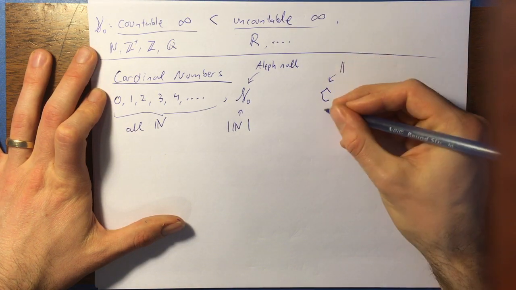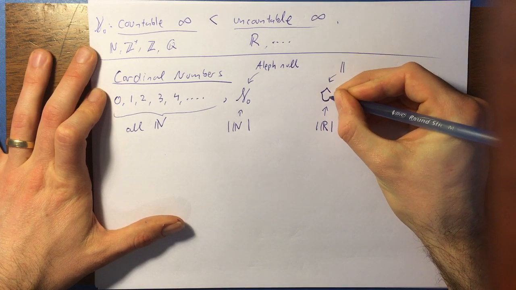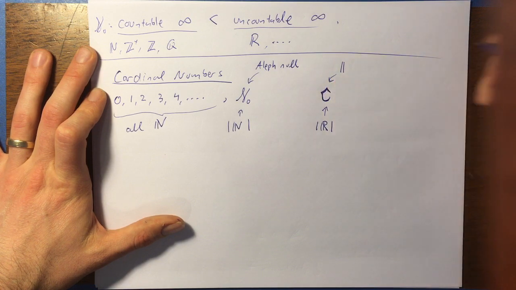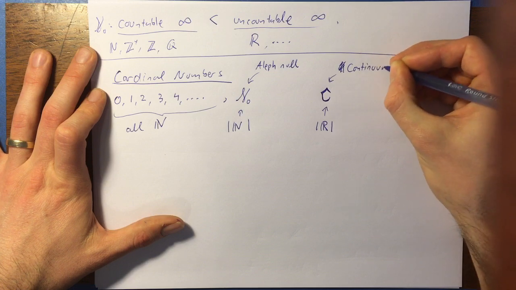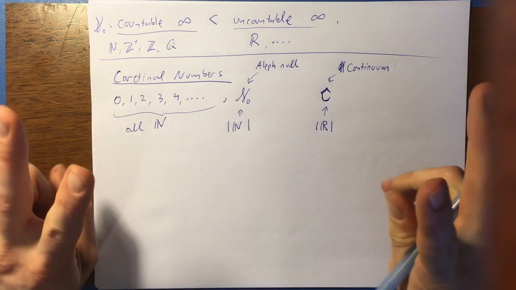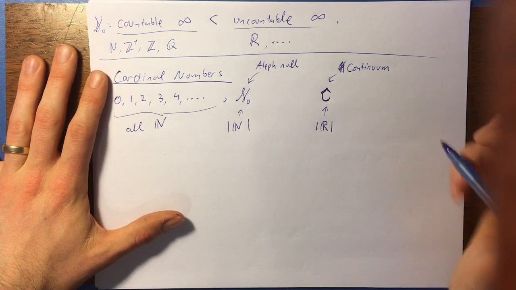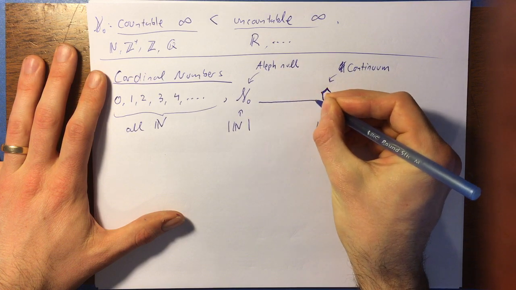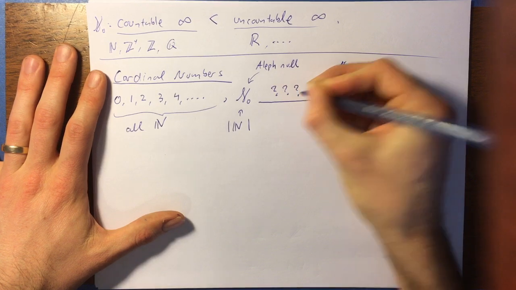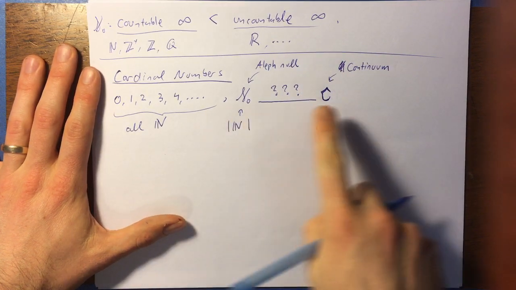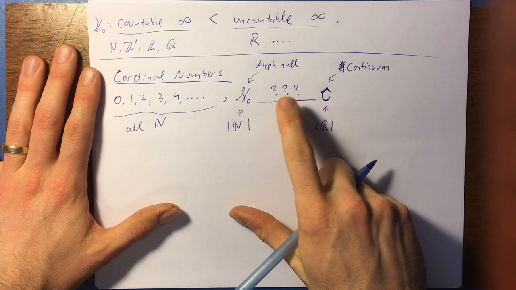Somewhere along here is the cardinality of the continuum. This is the cardinality of the real numbers. It's written with a fancy German letter C, which stands for continuum, because the real numbers are called the continuum. And actually, there is a question about what, if anything, is in between these. Here we have countable infinity, and here we have the uncountable infinity of real numbers. Is there any type of cardinality in between them?